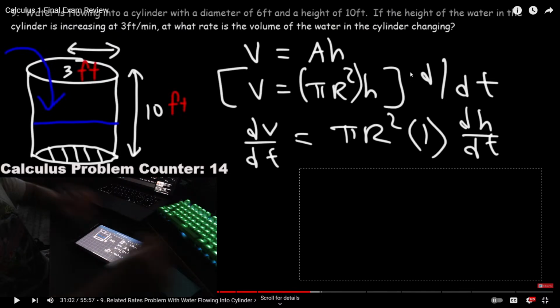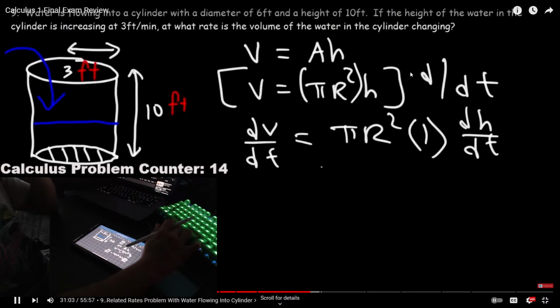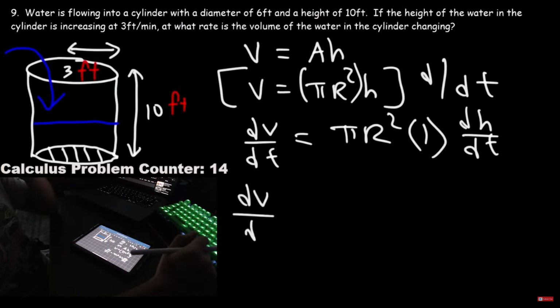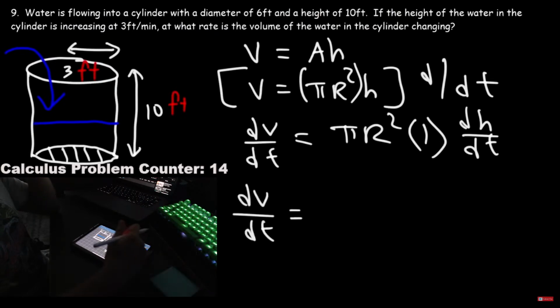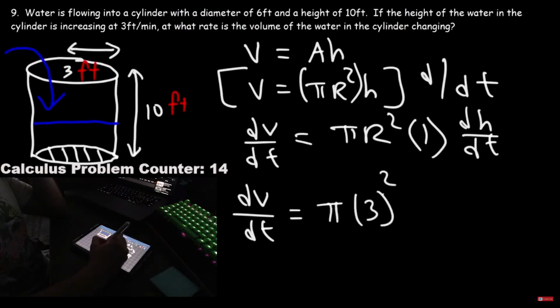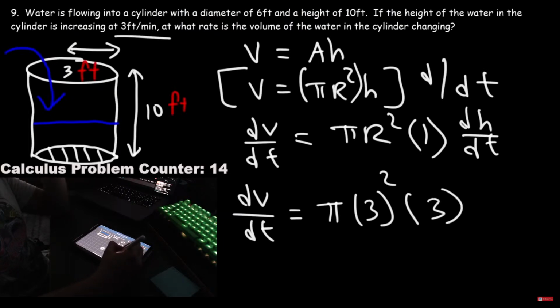Our goal is to calculate dV/dt. R doesn't change. R is going to be 3 feet. And dh/dt is changing at 3 feet per minute. So 3 squared times 3, that's 27. Thus the answer is going to be 27 pi.